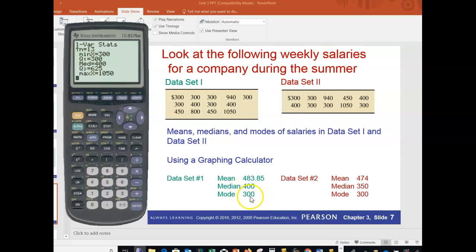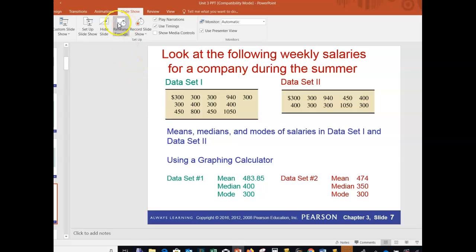What I don't have is the mode. And so instead of finding the mean, median, and mode by hand, we can just do this by entering the data into our calculator and finding the mean, median, and mode. Okay? So let's go ahead and take a look at the rest of this slideshow.